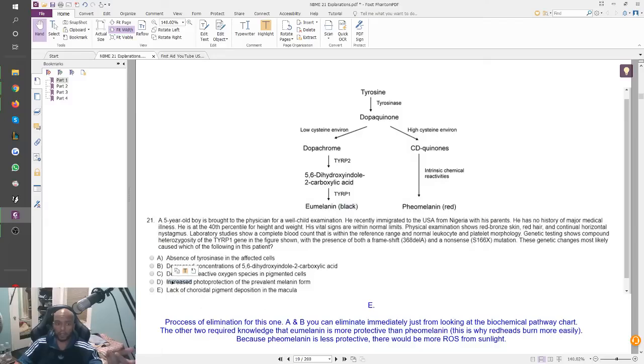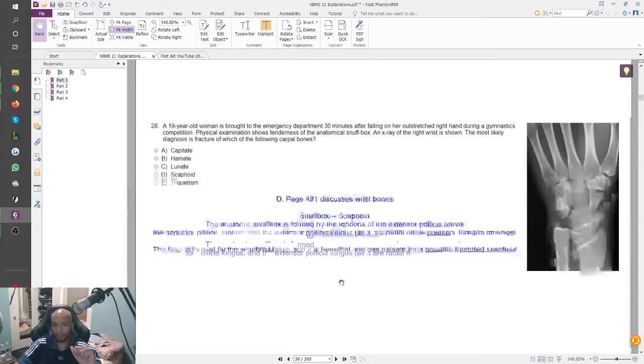You could also knock this answer choice out because nothing would be increased. Why would you make more of anything? You just have a mutation where you're making less of something, and you're making less of this. From this given diagram, you can understand that you're going to be making less of this. That's it.